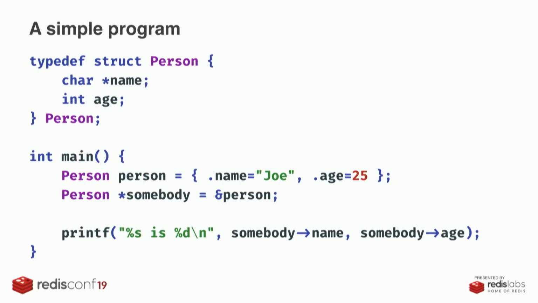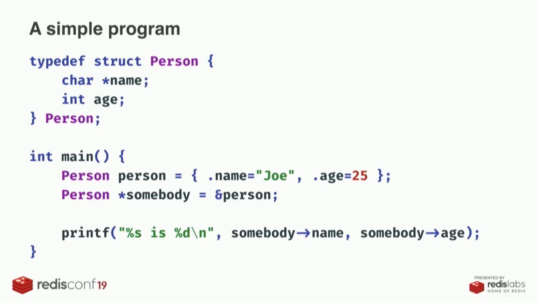Inside it has a string, which is the name, and it has an integer, the age. And then in the main program, we create an instance of that person named Joe, age 25. And what we do is we take a reference to that person, and we store it inside a pointer named somebody. So somebody is just a pointer to that structure that you created earlier. It's not a copy. It points to the location in memory where that structure sits.